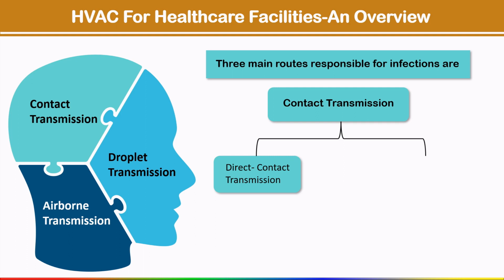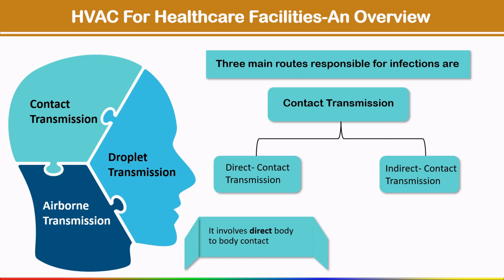First is direct contact transmission and second is indirect contact transmission. So what is direct contact transmission? Direct contact transmission involves direct body to body contact for the transfer of microorganisms from an infected person to a susceptible host. Okay, so this is all about direct contact transmission.